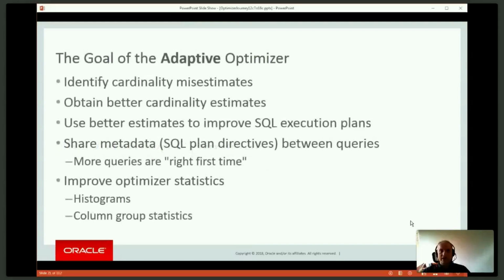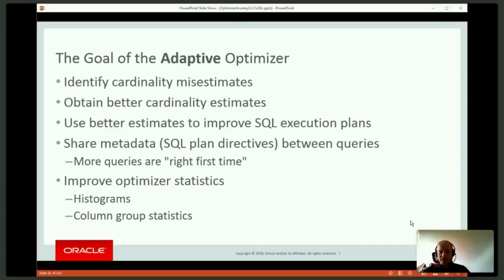So the idea of the adaptive optimizer was to identify cardinality misestimates. In other words, when a query executes, sometimes there are issues with the complexity of where clauses, maybe even statistics that show up issues with cardinality. So when the query executes, we may see big disparities between the number of rows that were estimated versus the number of rows that we actually saw.